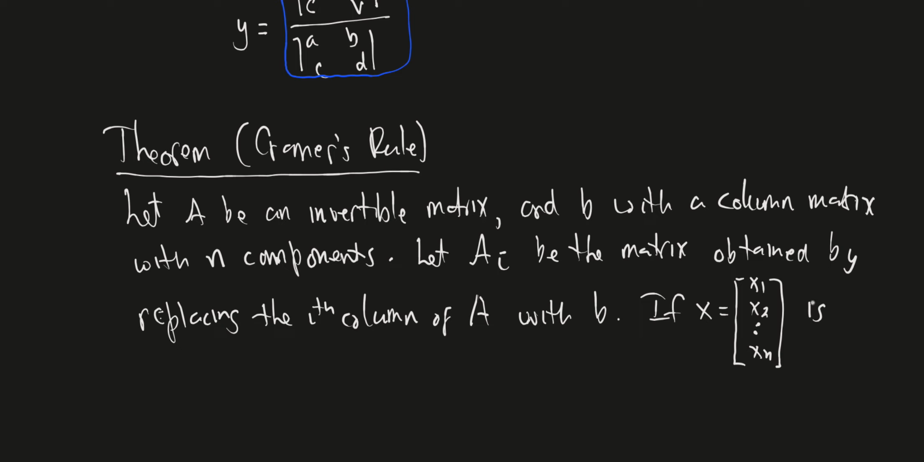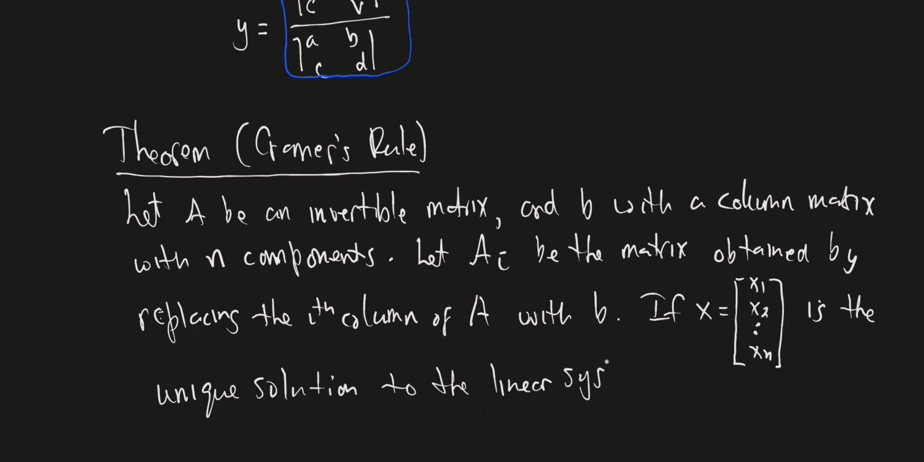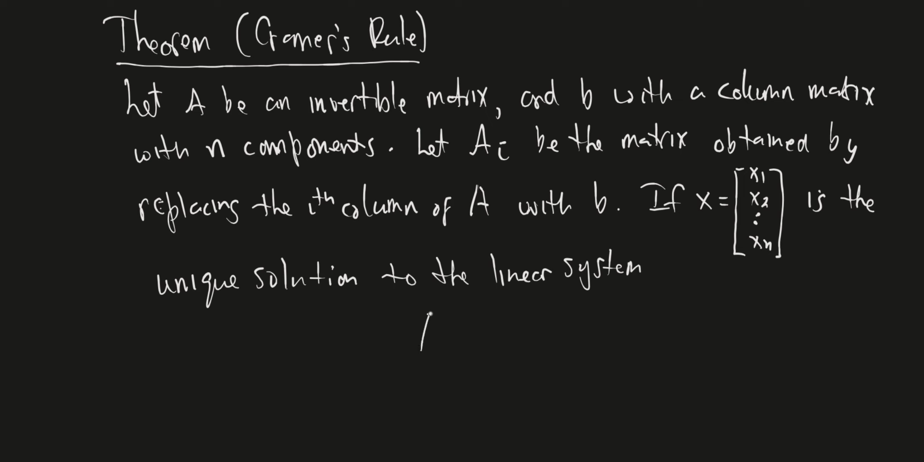So this is the unique solution, and we know it has to have a unique solution because our matrix is invertible. That's one of the things we proved earlier. So this is the unique solution to the linear system, and again this is our form of writing our linear system, Ax equals b, where A is n by n, x is n by 1, and b is n by 1.